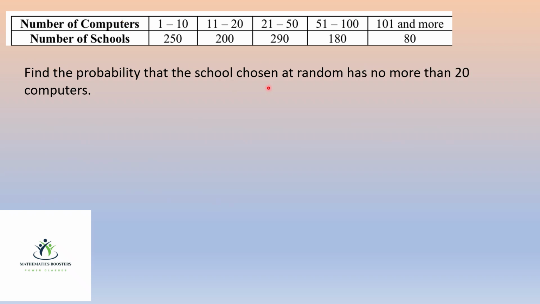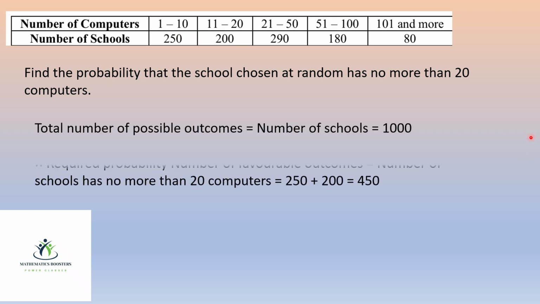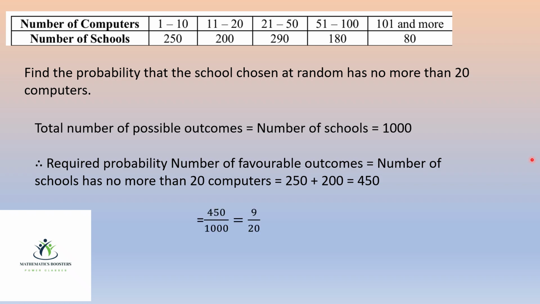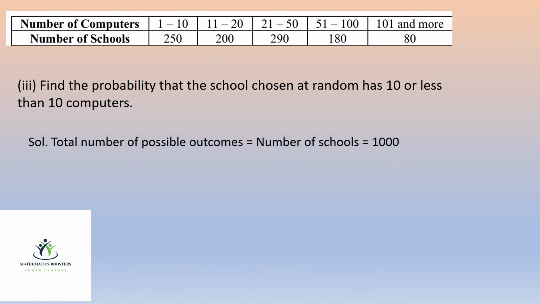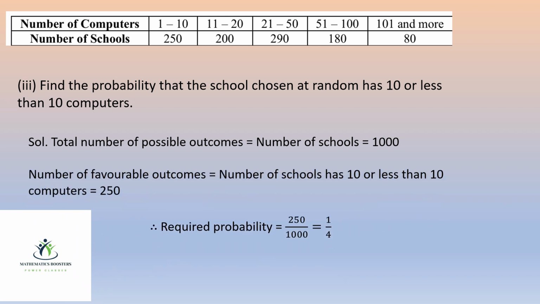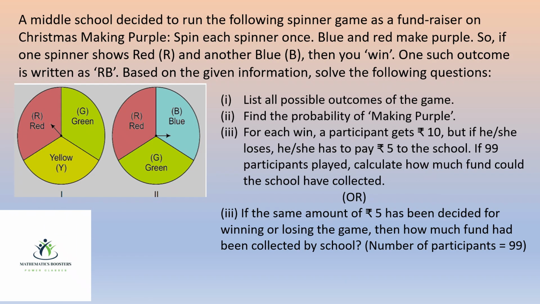Find the probability the school chosen at random has no more than 20 computers. No more than 20 computers means first and second. 250 plus 200, which is 450. So probability will be 450 by 1000, 9 by 20. Last, find the probability that the school chosen at random has 10 or less than 10 computers. So first one, 1 to 10, 250 by 1000, 1 by 4.